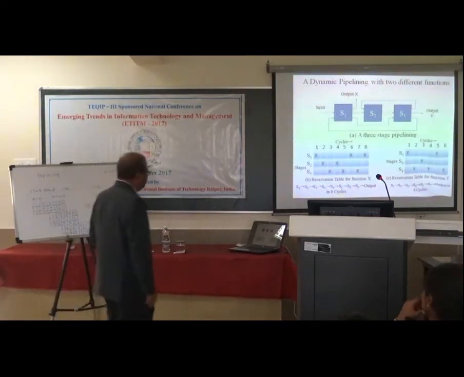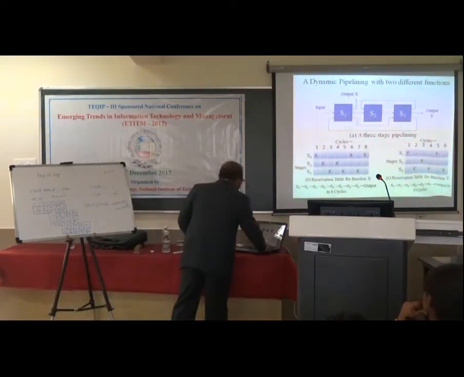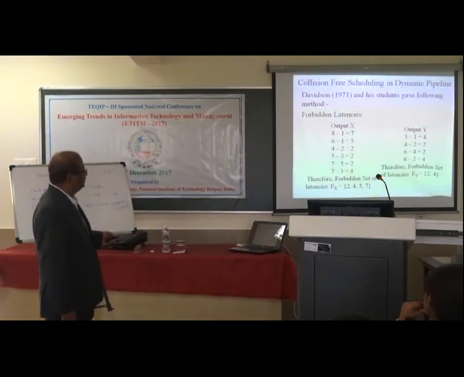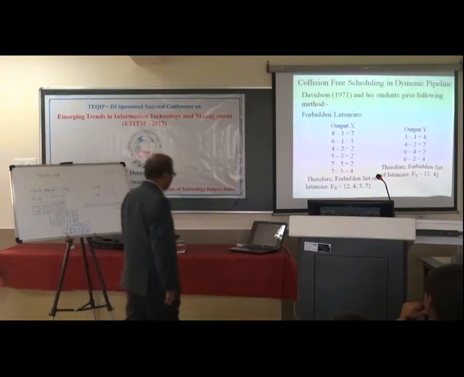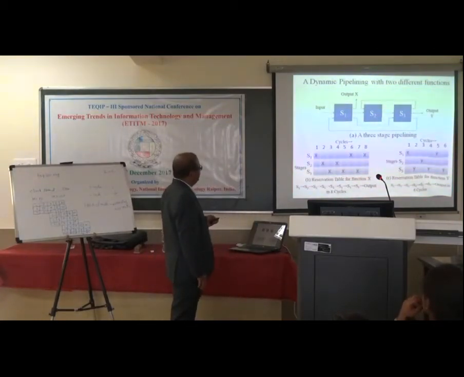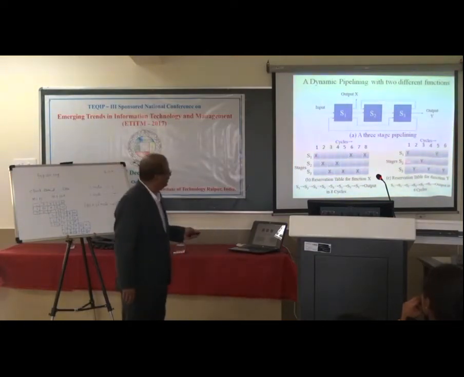So that is why the concept of forbidden latency is there. And for output X, these are the forbidden latencies. That means 8 minus 1, 6 minus 1. From where is it taken? See, 8 minus 1, this is a forbidden latency. 6 minus 1, this is also a forbidden latency.